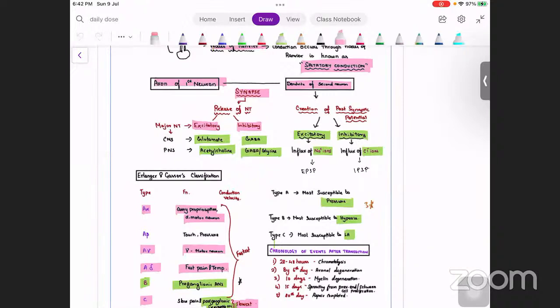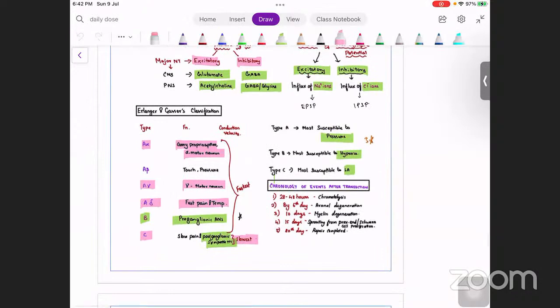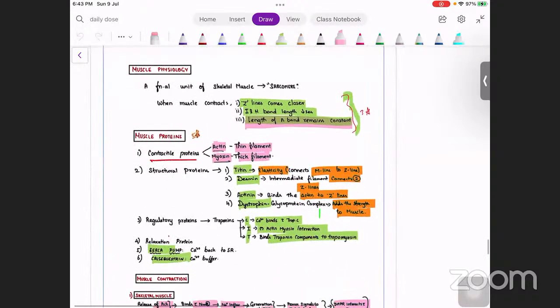PNS, acetylcholine. Influx of sodium ions is excitatory. Influx of chloride ions is inhibitory. Fastest conducting fiber is your A alpha. Slowest is your type C. Type C is most susceptible to local anesthesia. Type B is most susceptible to hypoxia. Type A is most susceptible to pressure.